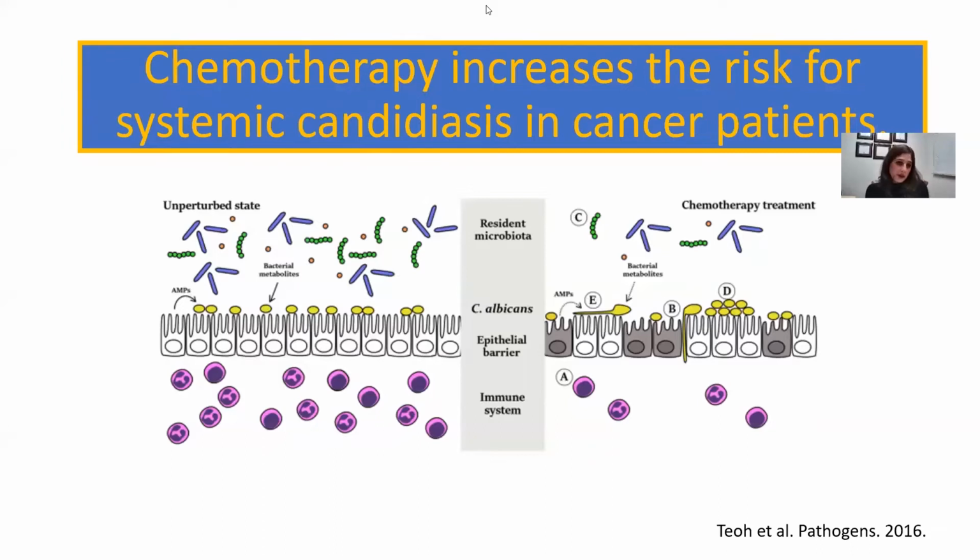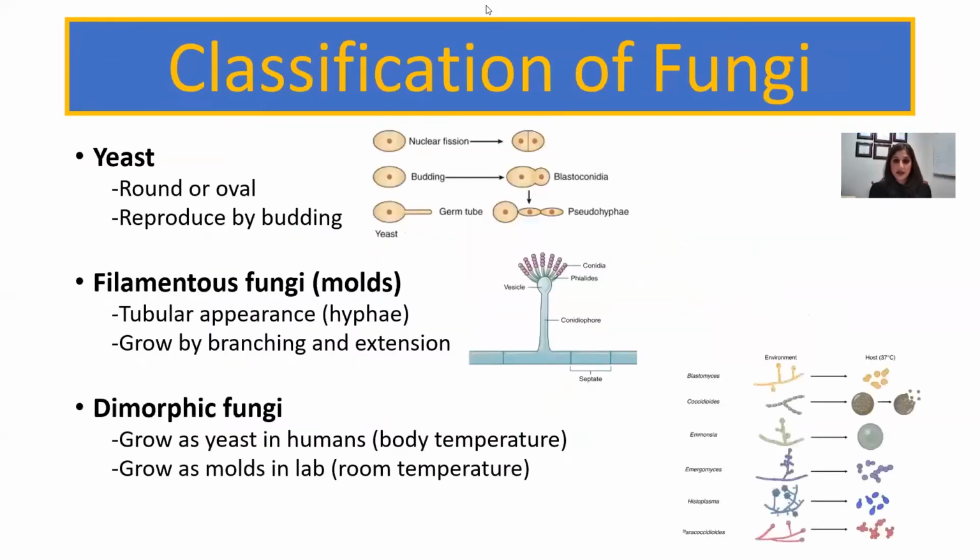Now that we have a little bit of an understanding of some of the specific risk factors present in the oncologic population, let's briefly review some of the classification of fungi before we discuss Candida specifically. Where does Candida fall in the kingdom of fungi? Fungi are classified as yeasts, filamentous fungi or molds, or dimorphic fungi. Our talk will focus on Candida today, which of course are yeasts. They're round or oval shaped. Candida specifically produce blastoconidia, which can end up looking like pseudohyphae, and they reproduce by budding.